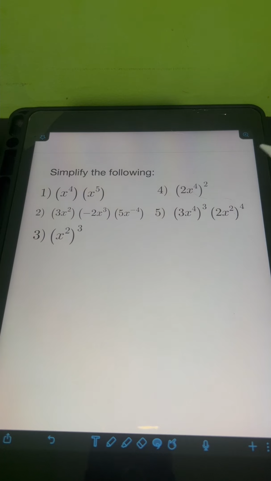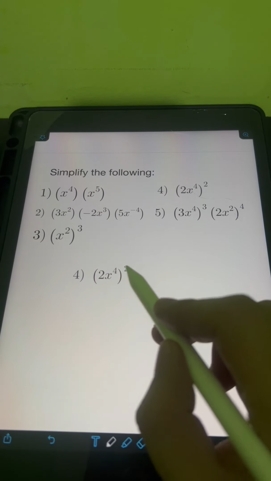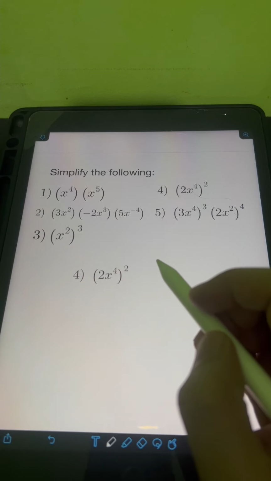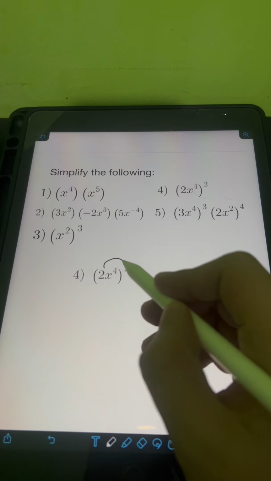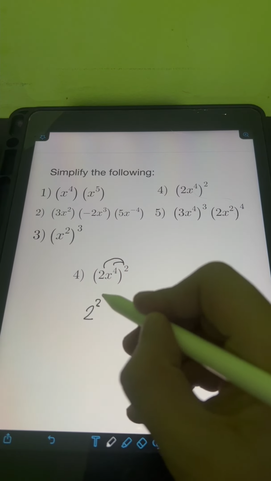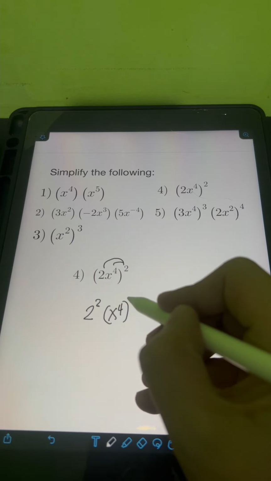Next, for number 4, we have 2x to the 4th quantity raised to the 2nd power. When we have more than one factor inside the parentheses that is raised to a certain exponent, we can apply the power of a product law. So we can basically distribute the exponent to every factor. So it will become 2 squared times x raised to the 4th, squared.